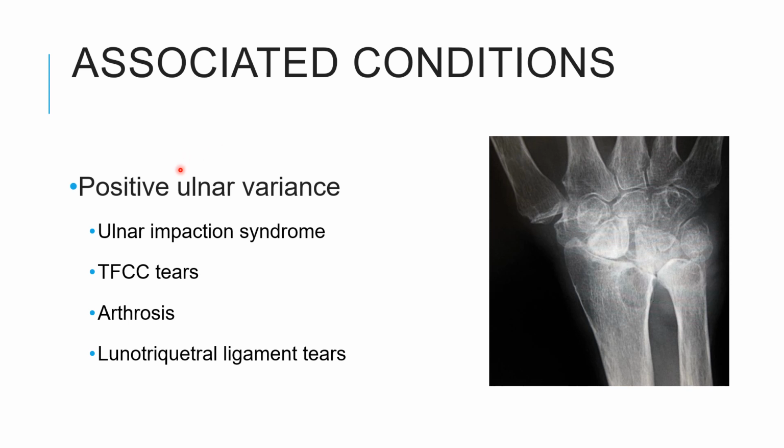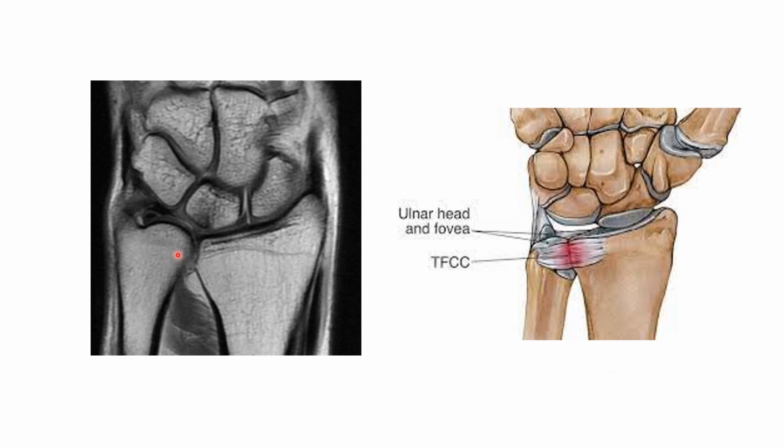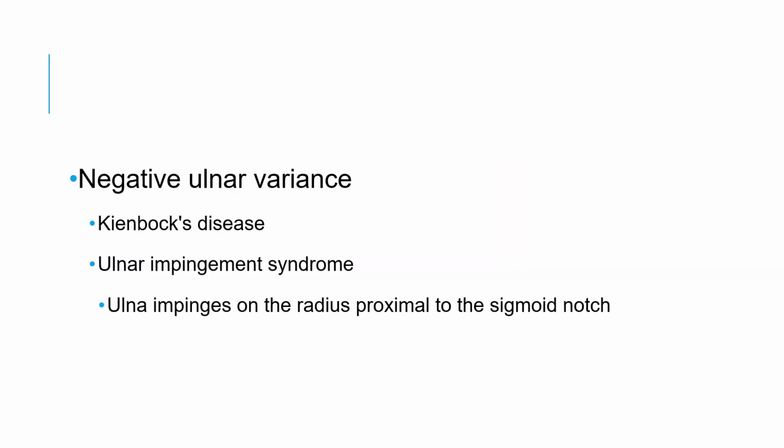So associated conditions: positive ulnar variance can cause an ulnar impaction syndrome, in which the ulna can impact into the carpal bones, which can cause arthrosis, triangular fibrocartilaginous complex tears and lunotriquetral ligament tears. Here you can see the length of the ulna is more compared to the distal articular surface of the radius. So this can cause an ulnar impaction syndrome. Here you can see the TFCC tears.